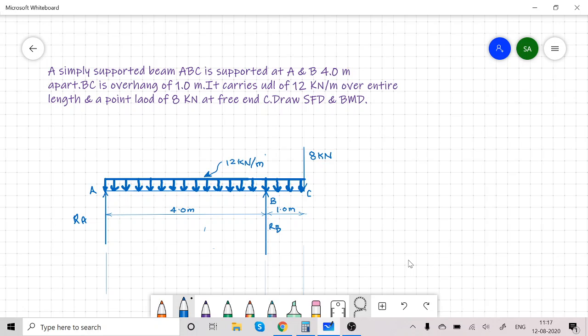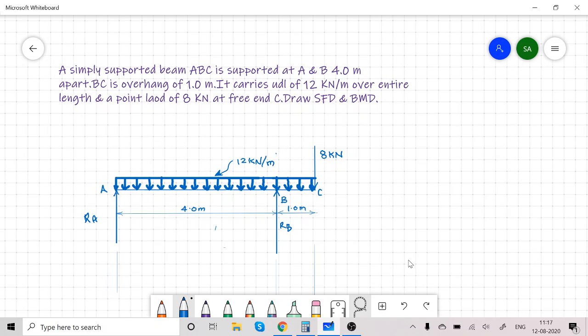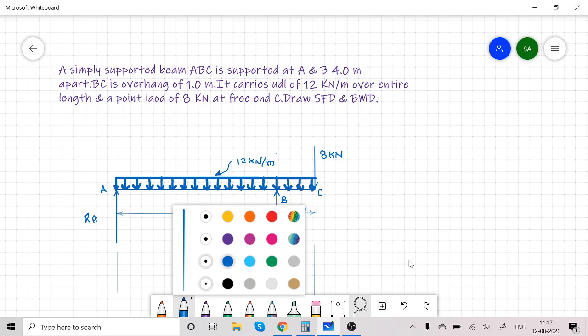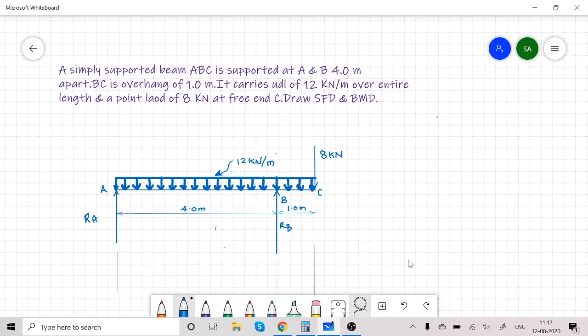Now let us draw this beam AB 4 meter apart. BC is overhang 1 meter loaded with 12 kilonewton per meter over entire length and 8 kilonewton point load at C. Now to start with, let us find the reactions of the beam. So for reactions, let us apply the three basic conditions of equilibrium.